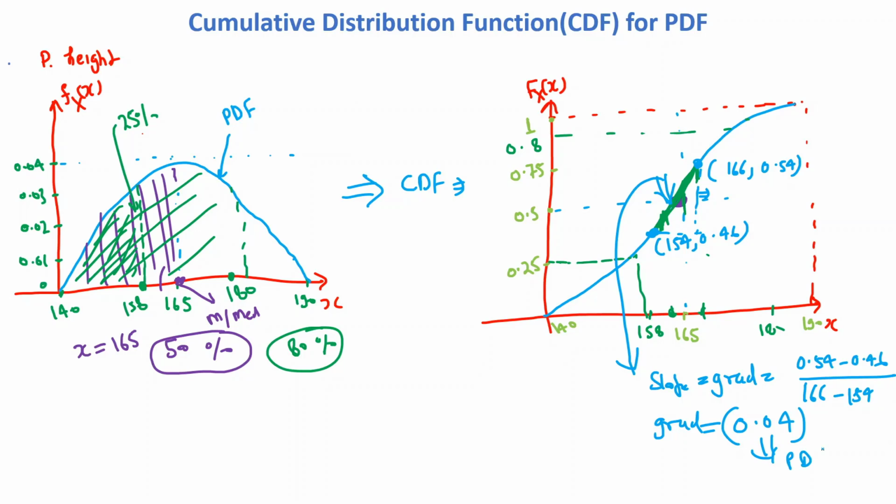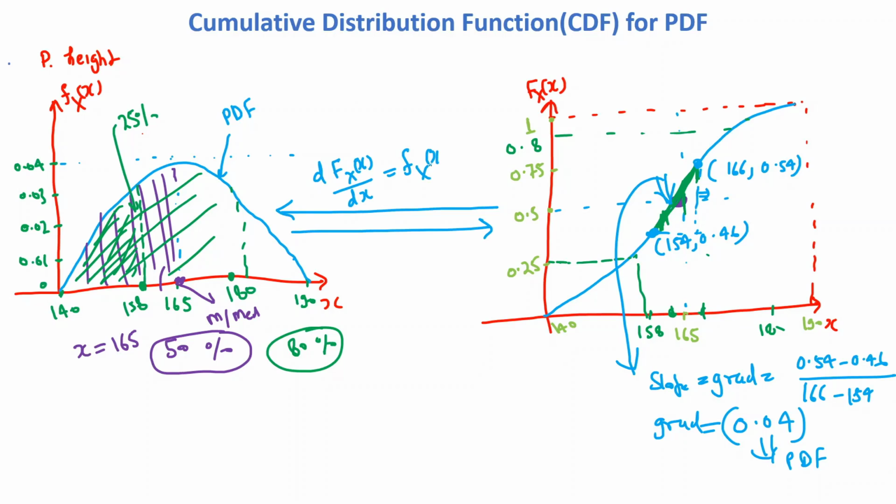This is your PDF. If you see 0.04, what value are we getting here, this particular, so the value we are getting at 1.65, you can see it is coming 0.04. So it shows that we can use the differential of CDF to get the PDF. If we use d F(x) by dx, we will get f(x). It means we will get the PDF value.